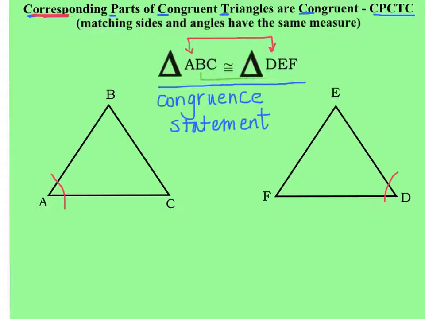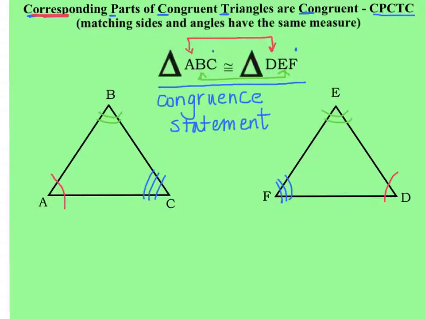Angle B goes with angle E. Notice I'm using a second set of tick marks so that we don't feel like A and B are congruent, but we can clearly see that A is congruent to D, B is congruent to E. And finally, you might have guessed already, that C needs to be congruent to F.